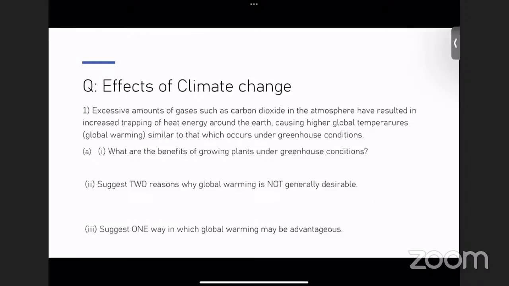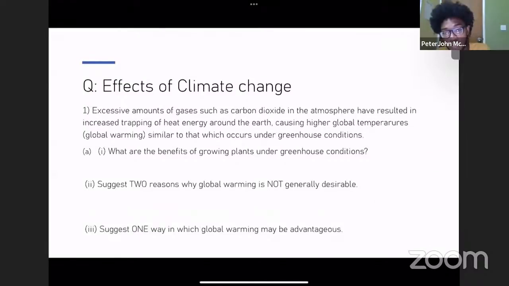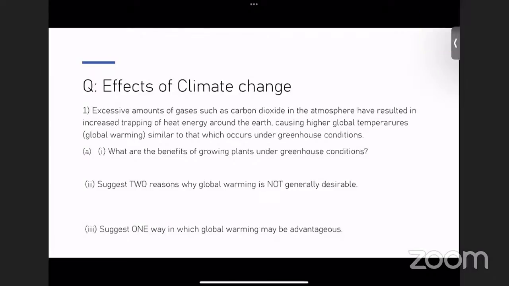Give me something else. You get to control the limiting factors of the plant. Which are? Carbon dioxide concentration, water concentration, humidity, wind. You're missing a major one. Temperature. So we grow plants in greenhouses because we can control the temperature.